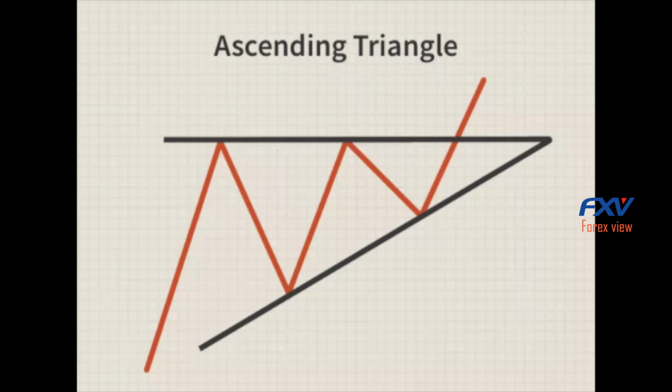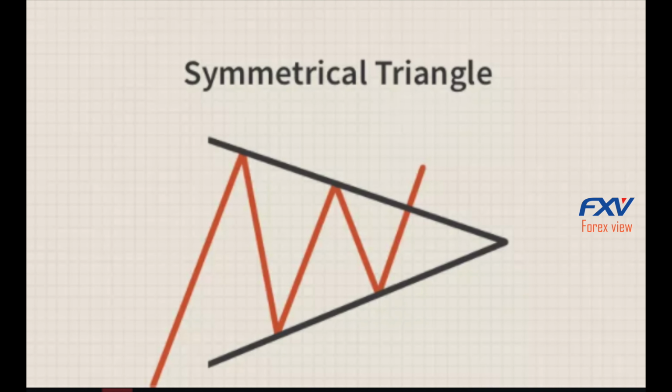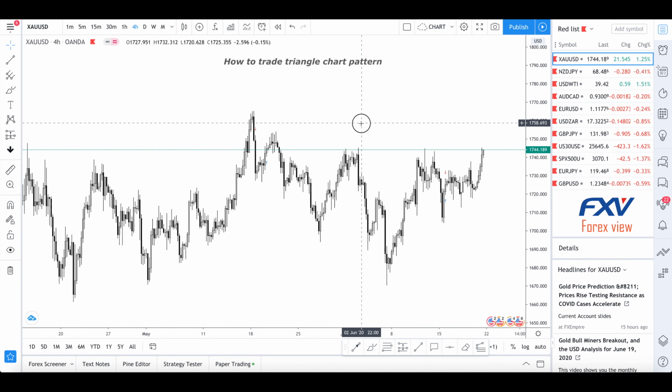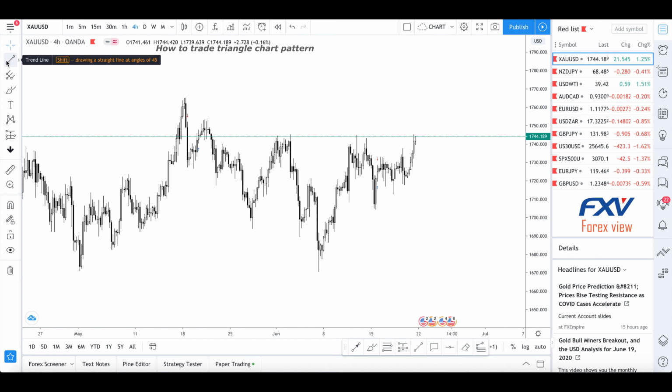So before we spot any triangle on the chart, there are three types: ascending triangle, descending triangle, and the symmetrical triangle. We're going to see two examples of these on the chart right now that is in front of us. I'm gonna draw a rectangle just to spot the area where the triangle is leaning on.